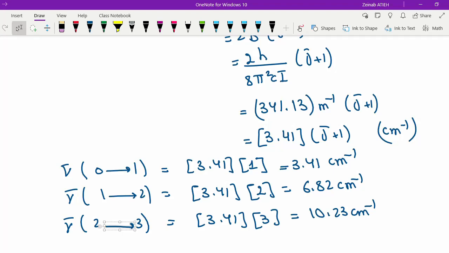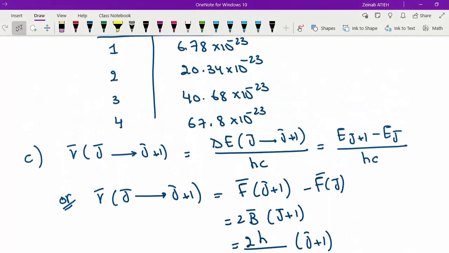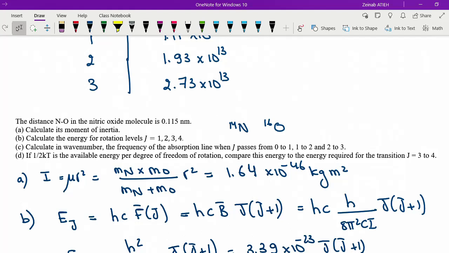Now last part, D. So D says if half kT is the available energy per degree of freedom of rotation, compare this energy to the energy required for the transition from J equals 3 to J equals 4.